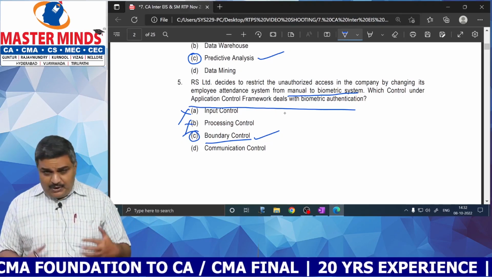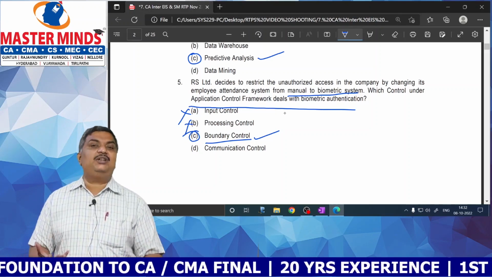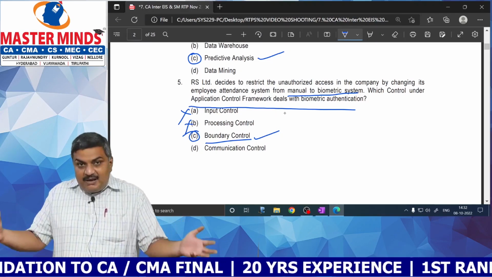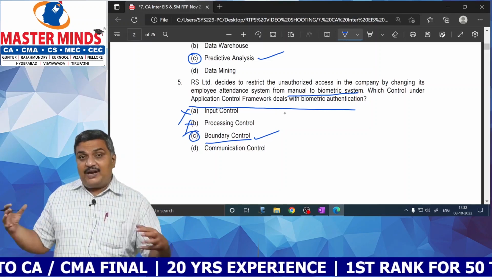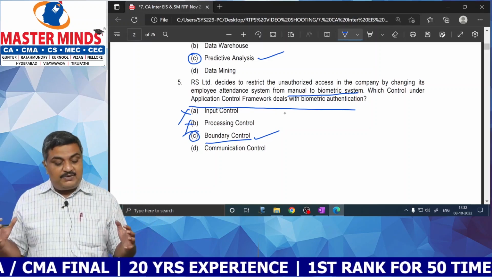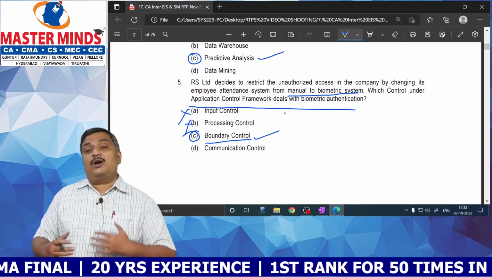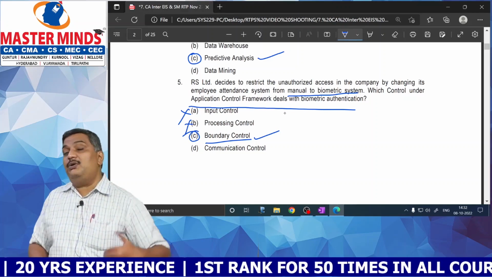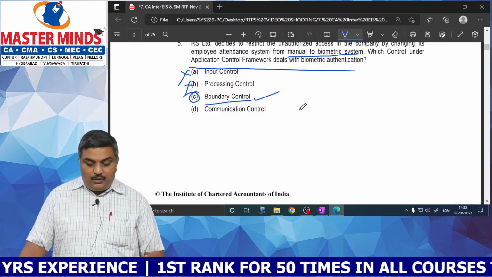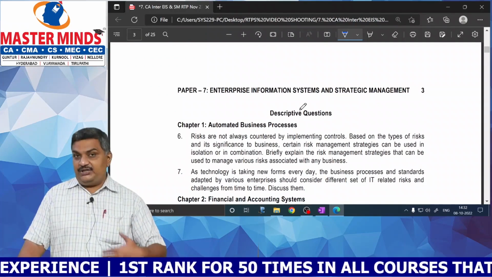And is it a communication control? Where is communication involved here? Of course, there may be, but taking attendance, specifically that point is asked. It comes under boundary control only. Communication controls come when you send the data from one location to another location. So with that, we have finished the MCQs.